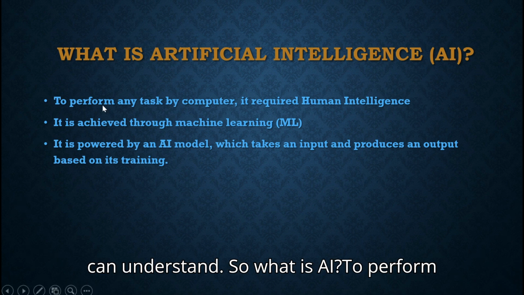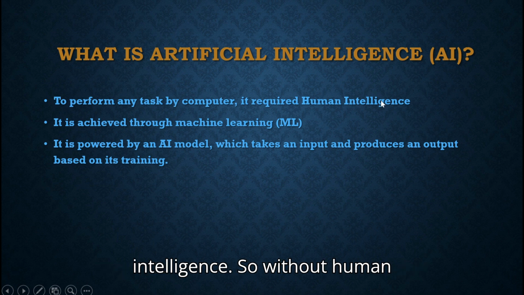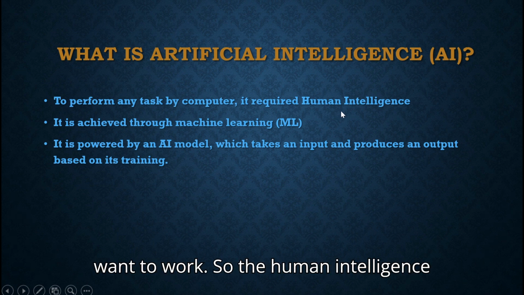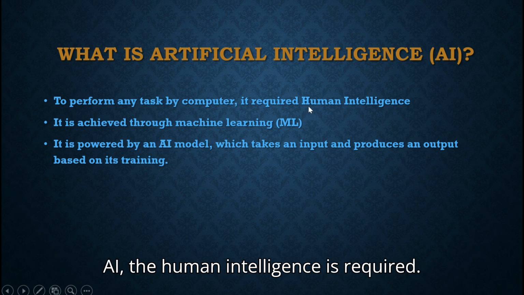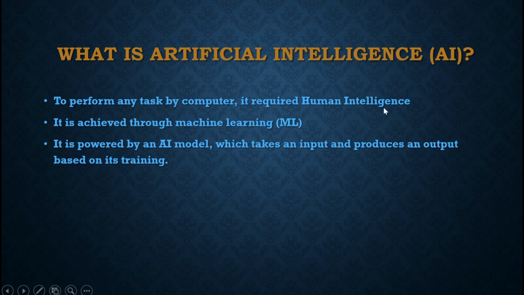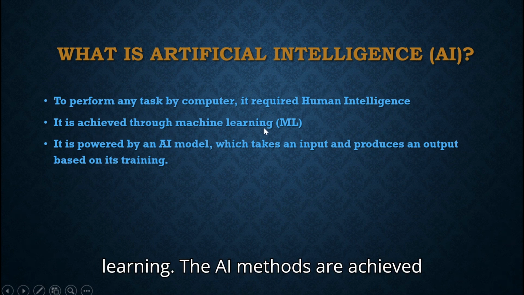So what is AI? To perform any task by computer, it requires human intelligence. Without human intelligence, artificial intelligence won't work. So human intelligence is the main thing here. To implement AI, human intelligence is required. The AI methodologies are achieved through machine learning.